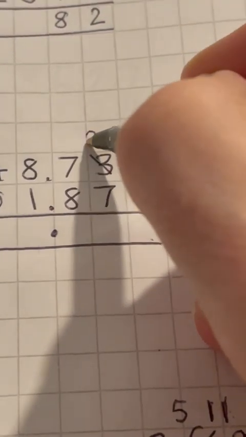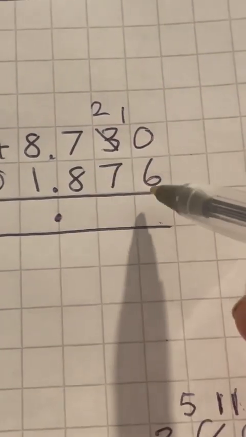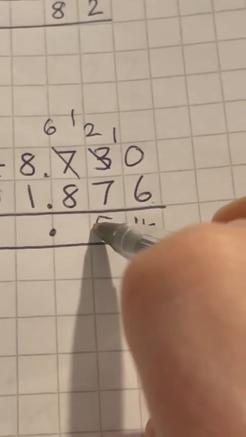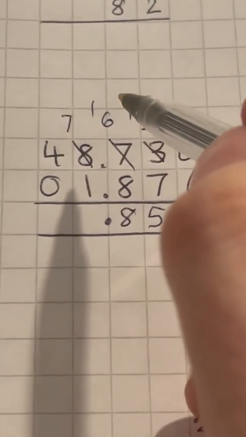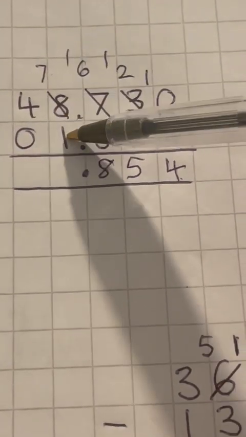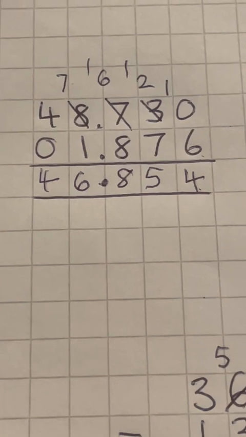So we need to regroup or exchange, depending on how you want to say it. Either is okay. 10 take away 6 is 4. Regrouping again. 12 take away 7 is 5. Regrouping again. 16 take away 8 is 8. Apologies if this is a bit shaky. Then we have 7 take away 1 for our ones column, and 4 take away 0 for our tens column. There we have the column subtraction for decimal numbers.